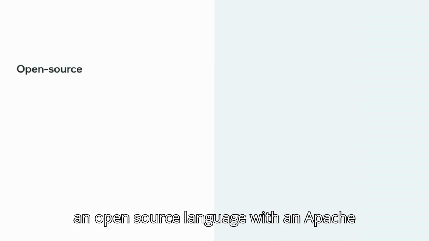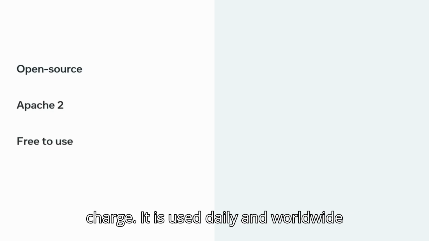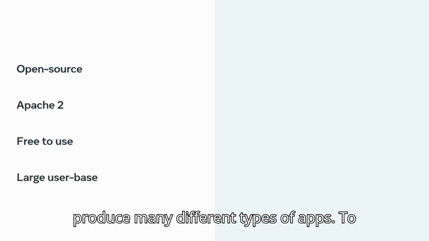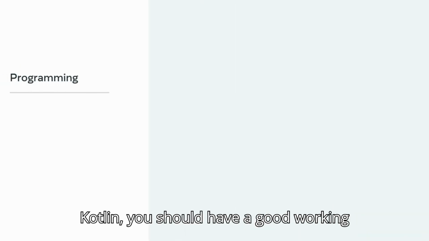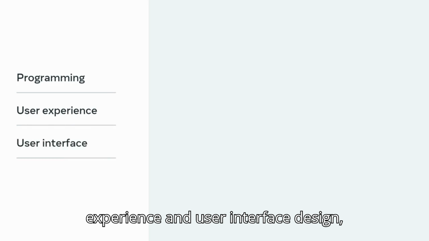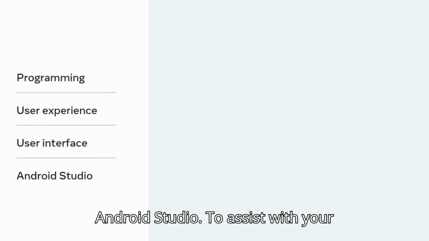Kotlin is an open source language with an Apache 2 license and is available free of charge. It is used daily and worldwide by large and small organizations to produce many different types of apps. To do advanced app development work with Kotlin, you should have a good working knowledge of programming fundamentals, be familiar with the concepts of user experience and user interface design, and be able to create user interfaces in Android Studio.